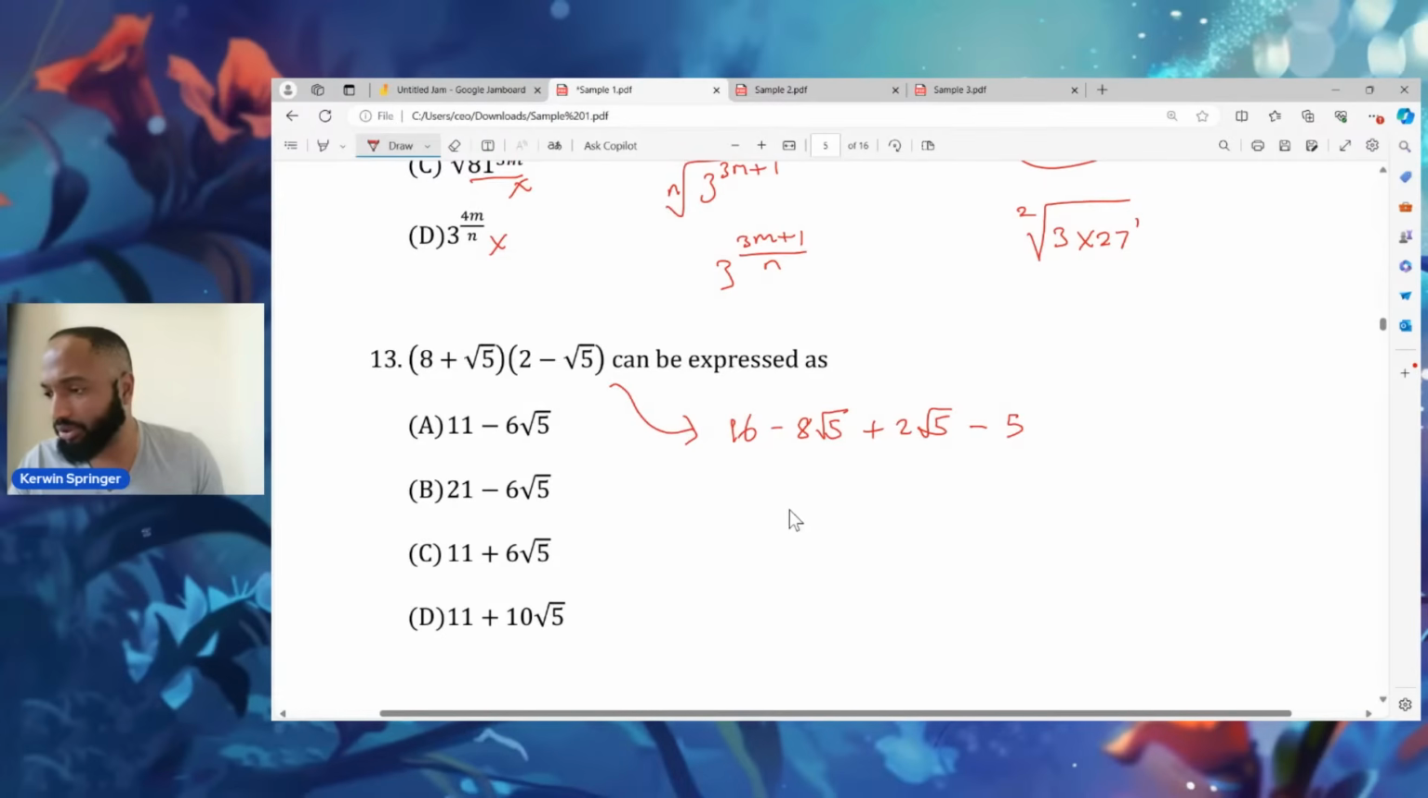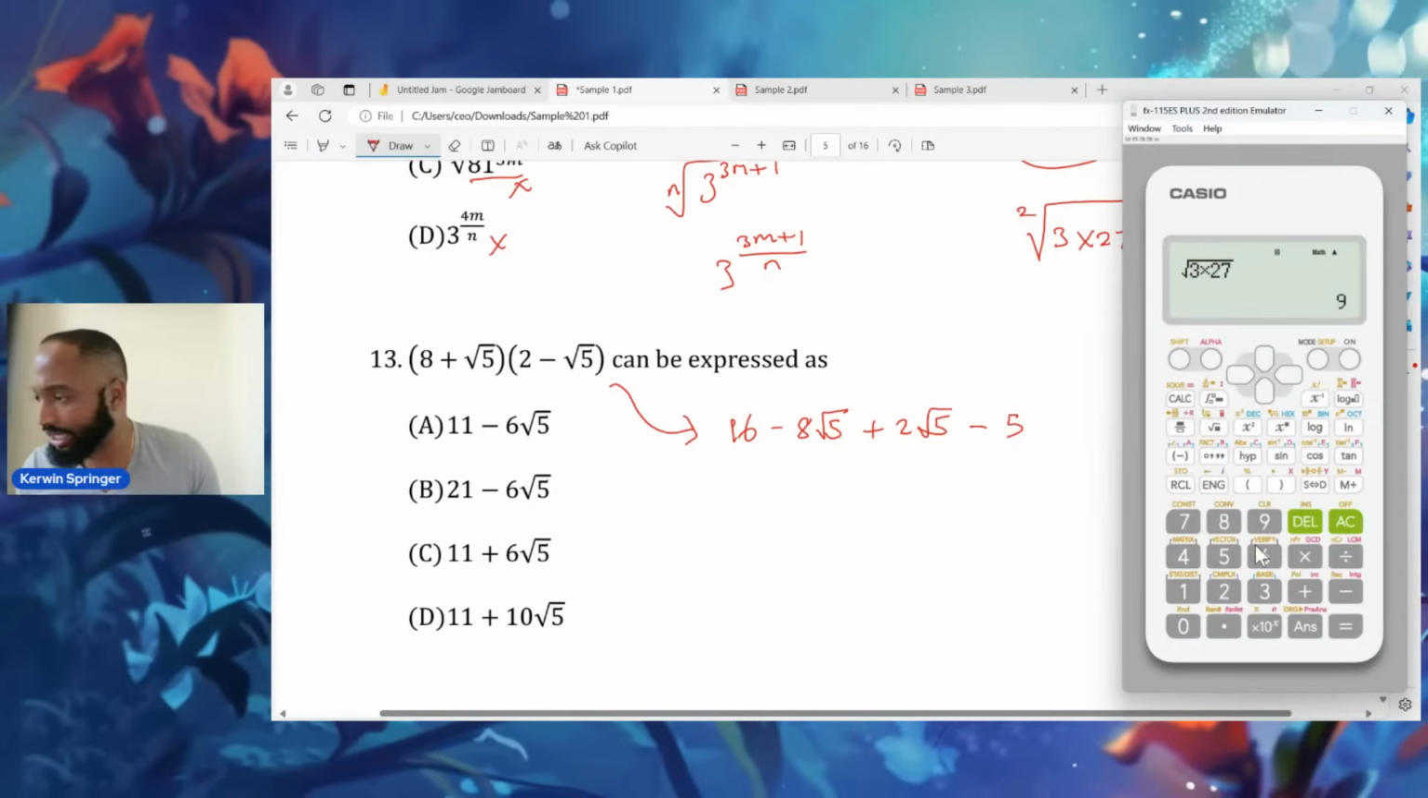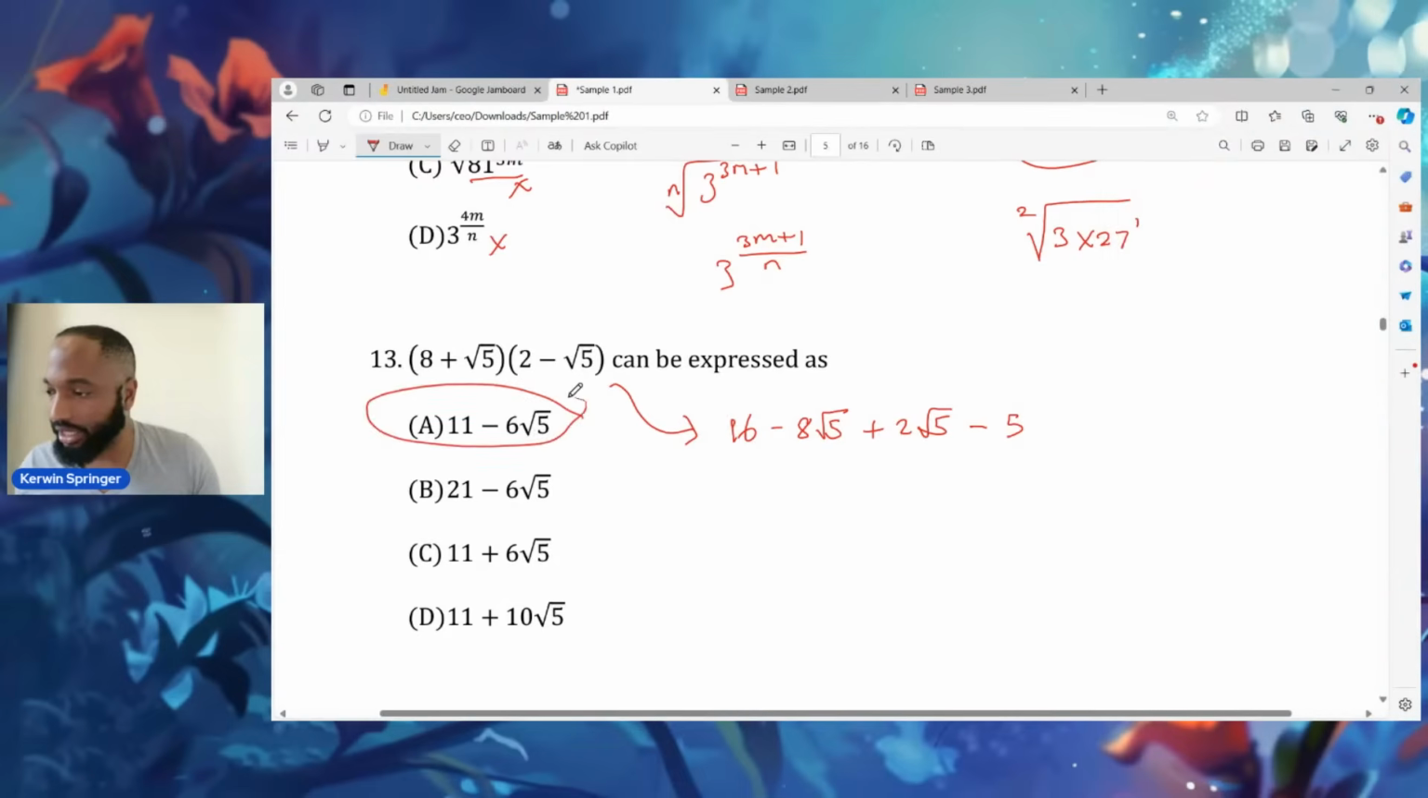Can your calculator do this? Of course it can. So the calculator can literally type this in and it will give you the answer. So 8 plus root 5, 2 minus root 5, 11 minus 6 root 5. The answer is A. 16 minus 5 is 11 and negative 8 plus 2.